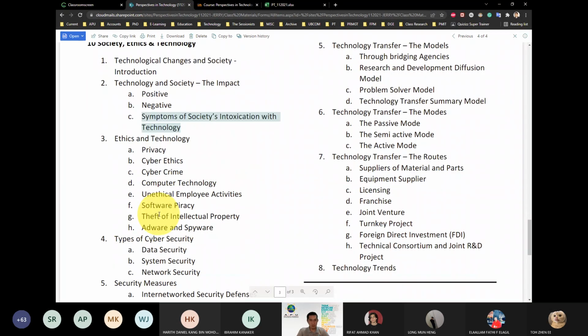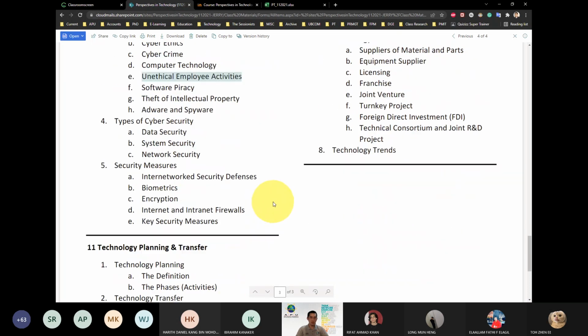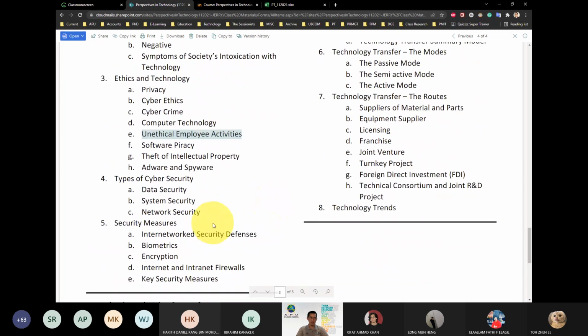Areas of ethics and technology, again, a very popular area in relation to questions for both the multiple choice question and also exam and also essay, sorry. Privacy issues, cyber ethical issues, cybercrime, computer technology, unethical employee activities, which includes things like, of course, you understanding in terms of surveillance and monitoring of the employees at work.